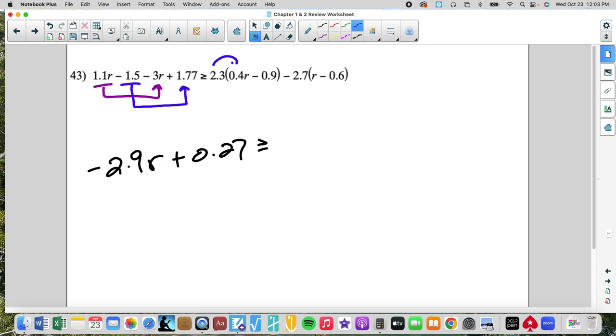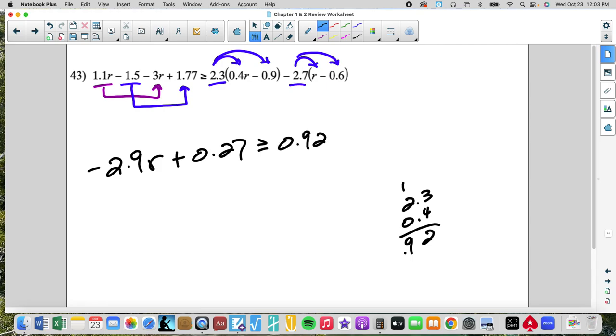Mr. Mac, you're so mean. Distribute that. We're going to distribute this. I'm going to run out of space. 2.3 times 0.4, 2 decimal places. That's 0.92r.